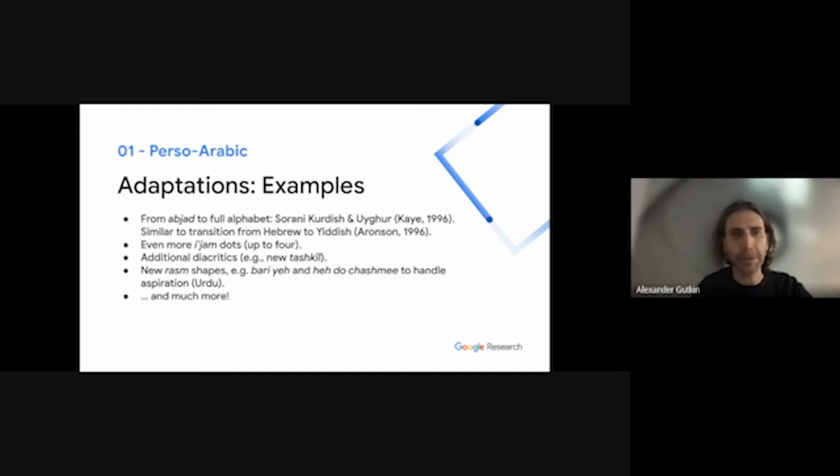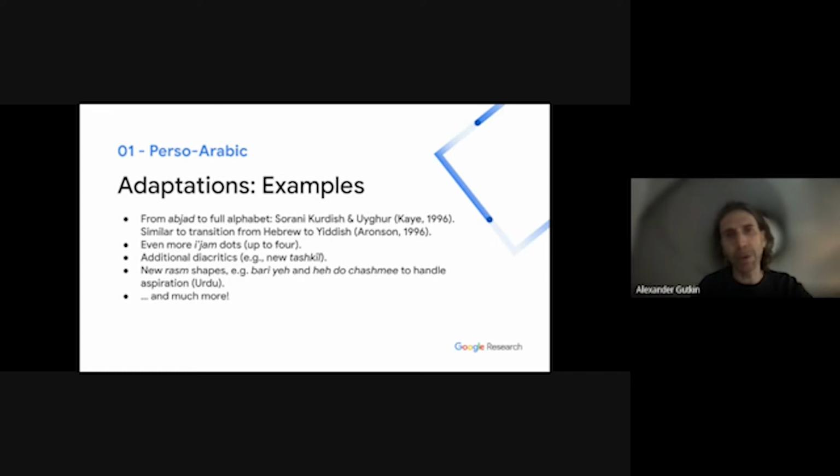And adaptation examples are, first of all, perfecting the vocalization system so much, with consonant pointing and other mechanisms, so that the abjad essentially becomes an alphabet. The prime examples of this are Kurdish languages, such as Central Kurdish Sorani, as well as Uyghur, and to some extent other languages with reasonably modern Perso-Arabic orthographies.